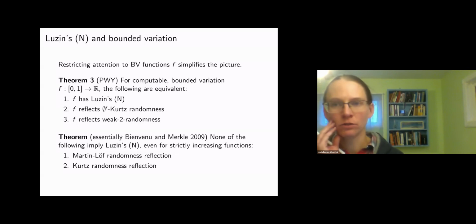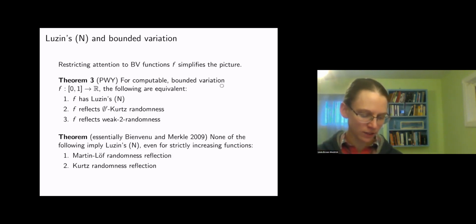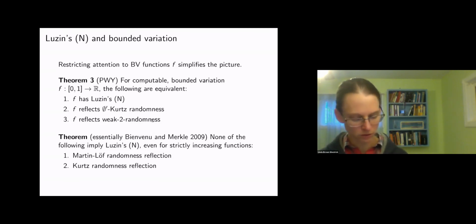But the interesting thing about Luzin's N for functions of bounded variation is that in the presence of the assumption that the function has bounded variation, Luzin's N actually becomes much simpler. It becomes Pi 0 3. So that means that when you restrict to that, then you can show that Luzin's N becomes equivalent to randomness reflection for certain lower randomness notions that you wouldn't expect without this bounded variation assumption. So we can also show that with bounded variation, Luzin's N is equivalent to reflection of Kurtz randomness relative to zero jump and equivalent to weak 2 randomness.